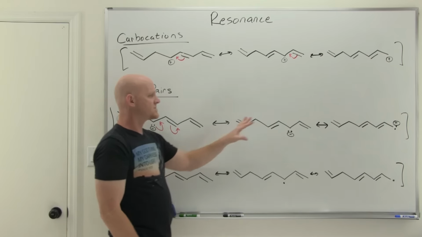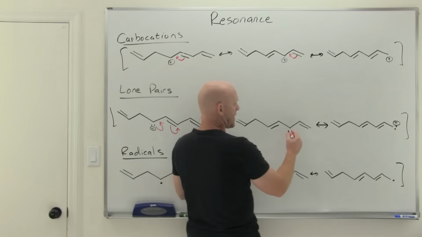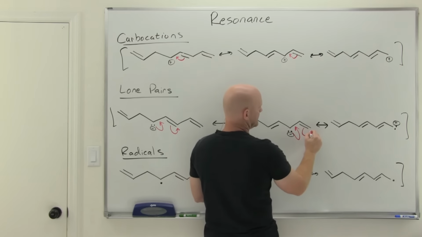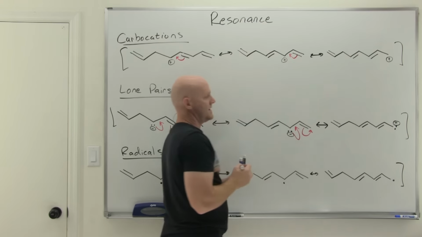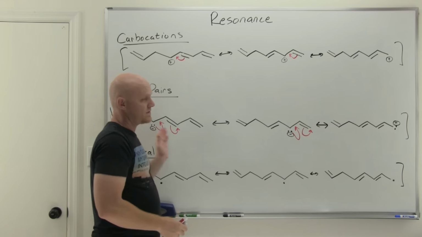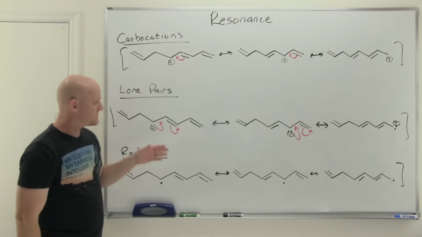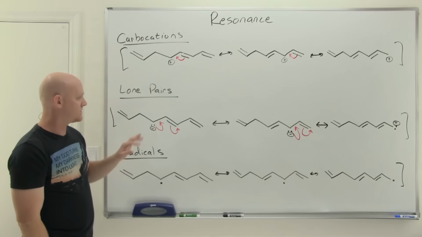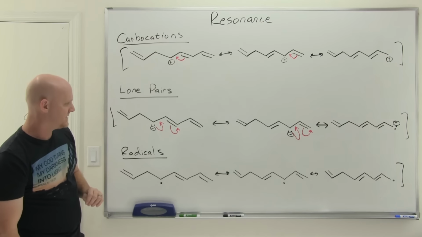All right, so we go to the next one and we're going to have the same kind of pattern. Our lone pair is going to become this pi bond and the pi bond is going to become this lone pair. And there's our movement of electrons. So for stabilizing lone pairs, again, most of the time it's going to involve moving 2 sets of arrows at a time, so 4 electrons moving from one to the next.